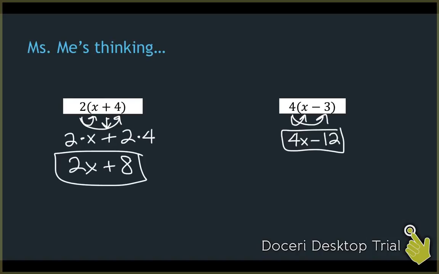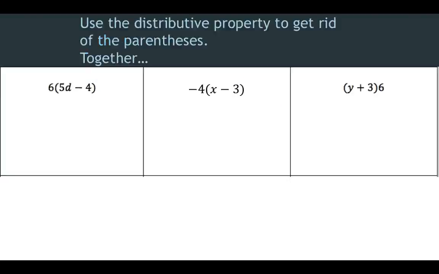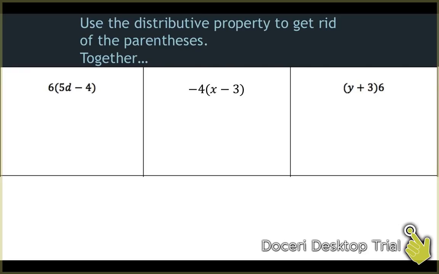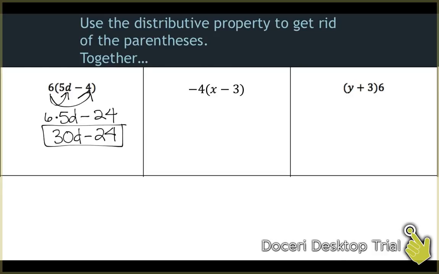All right. These look a little bit different. Let's try them. This first one has a coefficient on the variable d. I hadn't done that before. Well, how do we do this? Well, let's do 6 times 5d. Well, 6 times 5d, that would give me 30d. And now I have 6 times negative 4. That gives me negative 24. So if I bring that down, my answer would be 30d minus 24.